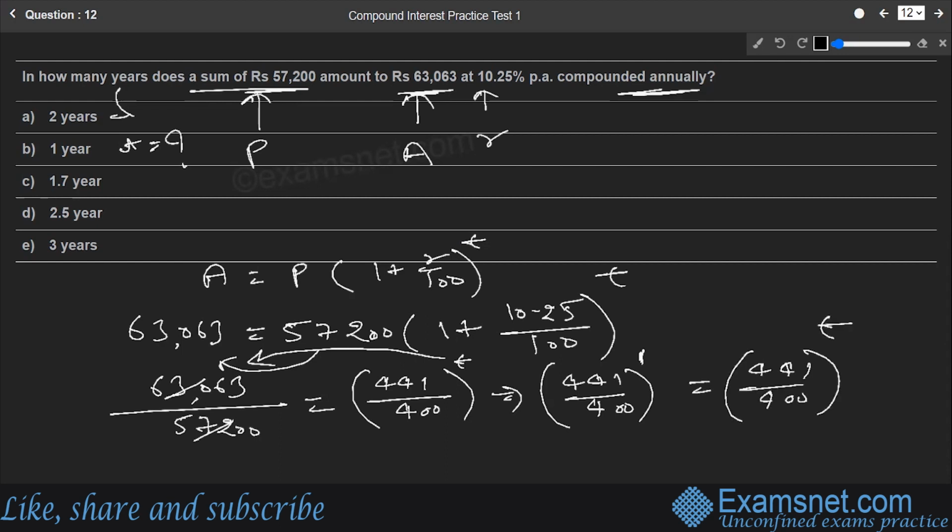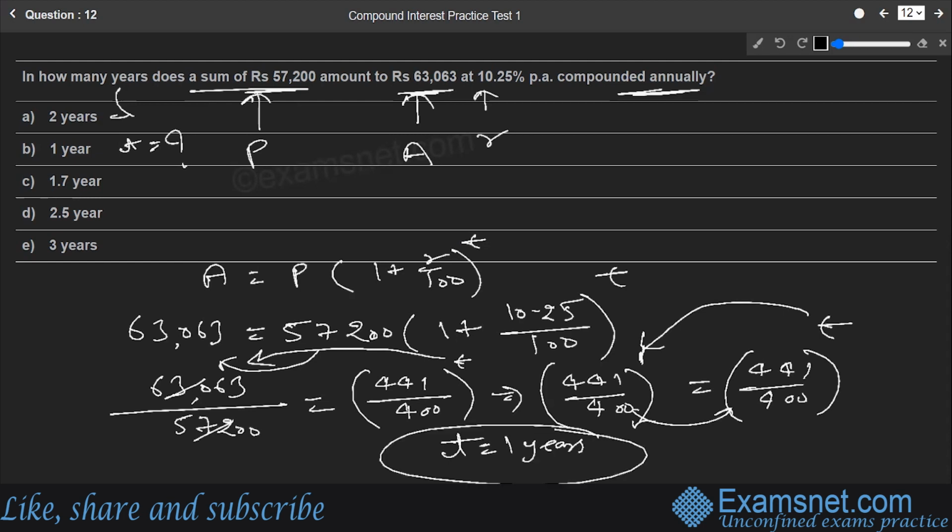So if we compare the bracket values, then obviously the t value can be written as 1. So that's the answer. Time is 1 year. This particular thing will be done in the first year itself, and the answer is option B, 1 year.